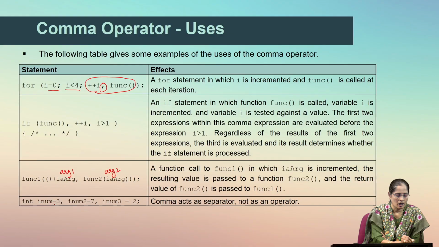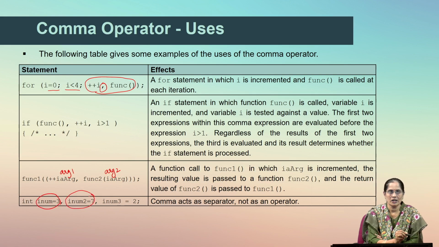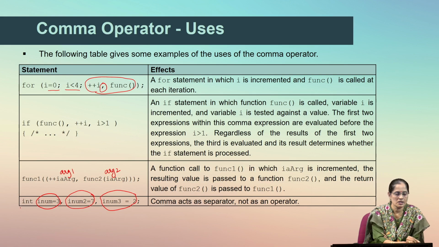So, in this case, inum1 equal to 3, this is one statement, inum2 equal to 7, this is one more initialization statement, and inum3 equal to 2, this is again one more initialization statement. But all these three variables are of the same data type int. If this is the case, then these three initialization statements can be combined, and they can be separated using the comma operator. So, that is the use of the comma operator, which is a special operator in C.